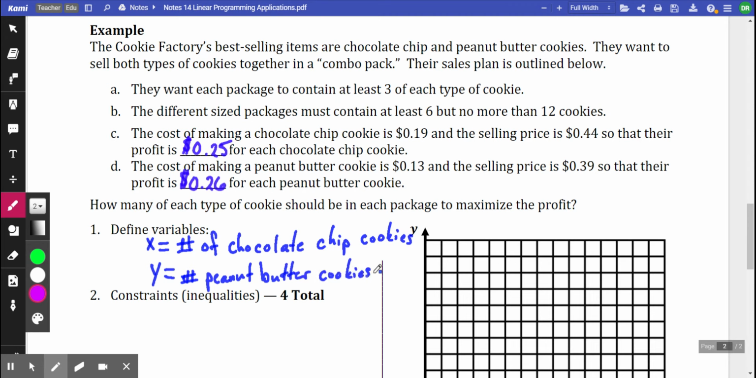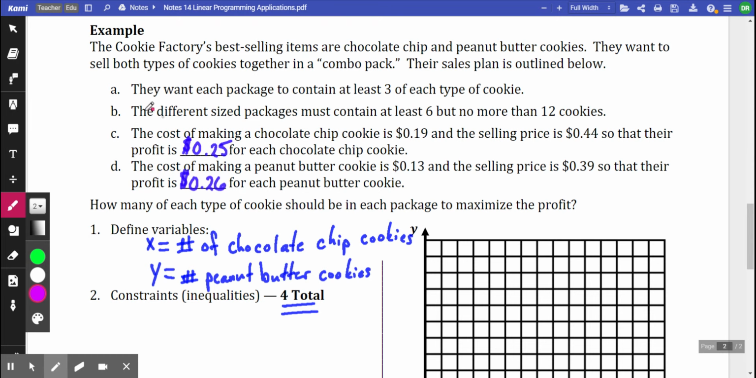Here we go. All right, so what we need is constraints, and I'm tipping you off already. We've told you how many constraints there are altogether. So there are 4 limitations or 4 goals that we need to meet in terms of these combo packs that are going to be made with the Cookie Factory. So let's see what kind of goals or limitations there are.